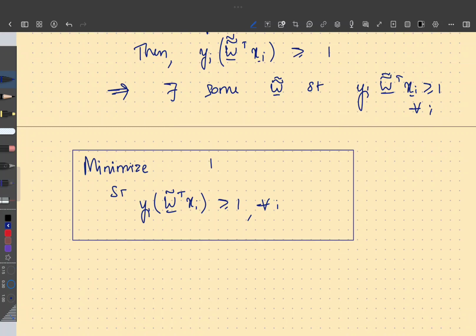Why are you actually multiplying this y with W transpose xi? Because W transpose xi is your y hat, right? Basically what I want is y hat to have the same sign as y. That's why I'm multiplying the two together. Correct, you're right. So basically I want W transpose xi to have the same sign as yi. So my y hat is in fact the sign of W transpose xi. It's correct only if the two have the same sign.